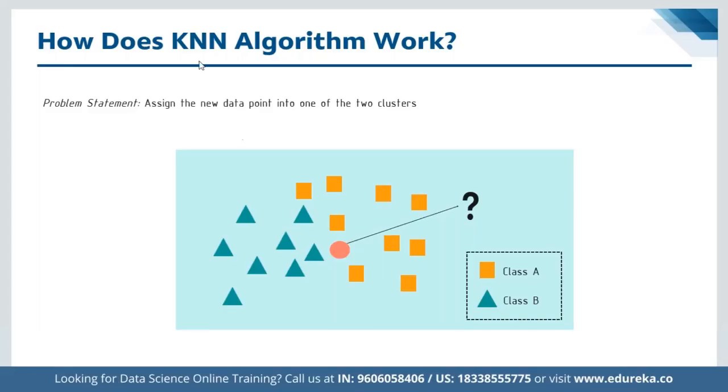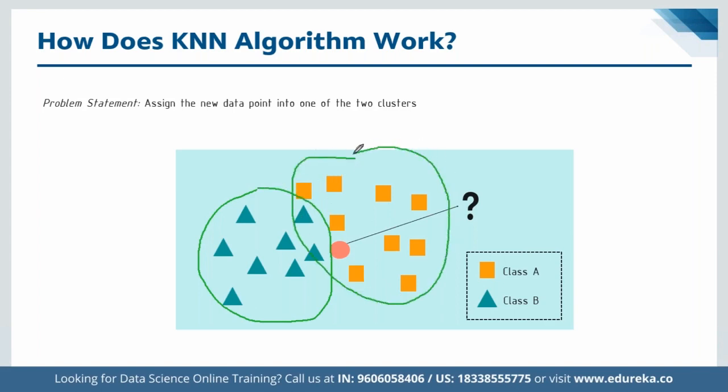Now let's look at some simple examples of how it works. As you can see in this slide, we have two classes of data. One is all these blue data points, and the other is the orange data points. Now, if you have a new data point, which is this pink one here, which class should it belong to? Should it belong to class A or class B?